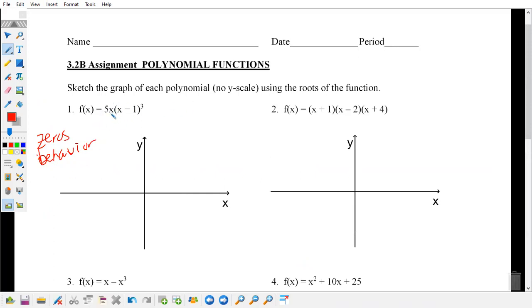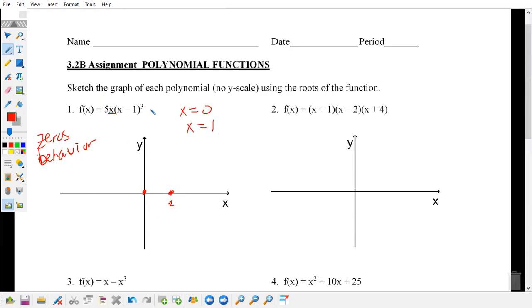So here we have x, right? Because 5 is just my a, right? So we have x and we have x minus 1. So where are my zeros at? At 0 and positive 1. Okay, so we're at 0, and I'm gonna call this 1 and positive 1.